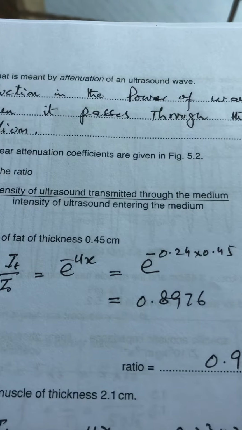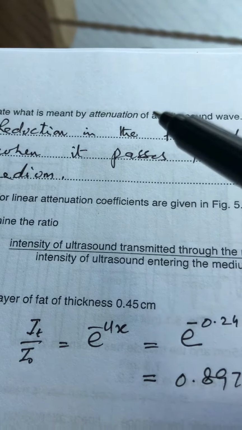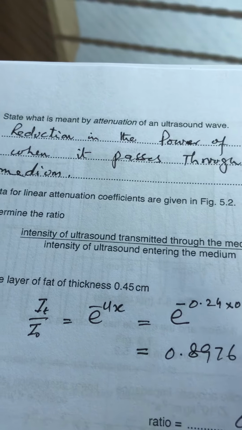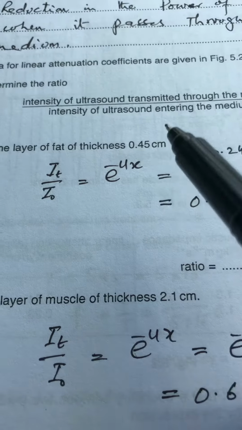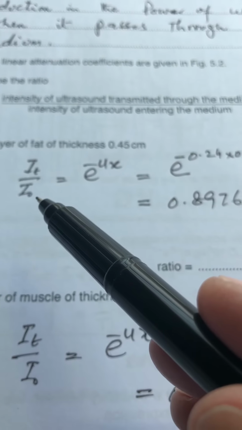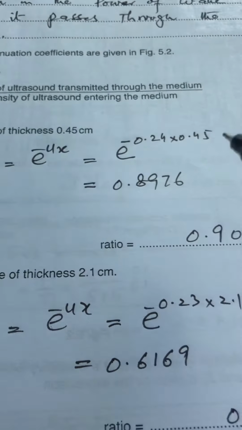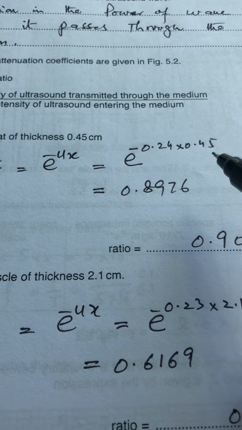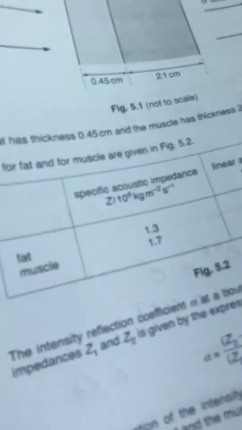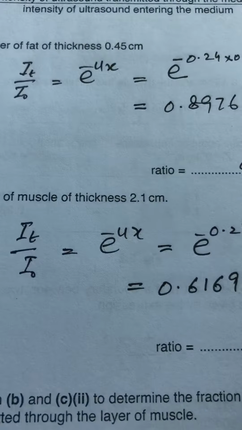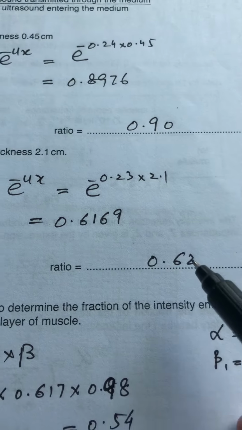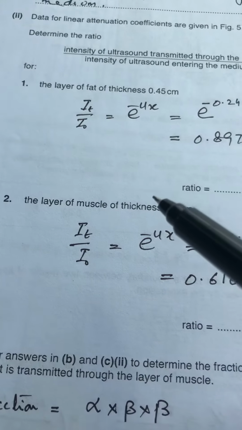And the next part is, state what is meant by attenuation of the ultrasound: reduction in the power of the sound wave when it is transmitted through the medium, right? And the next, the ratio is required, the transmitted intensity of the ultrasound to the original intensity entering the medium. It is e to the minus mu x, where mu is the linear absorption coefficient. So e to the power minus 0.24 times 0.45, and the answer is 0.8976, so approximately 0.90, right? And look, this data is given here in the question. Similarly, for the layer of muscle, e to the power minus 0.26 times 2.1 gives 0.6169, so approximately 0.62. So the first one is for the fat, the second one for the muscle.